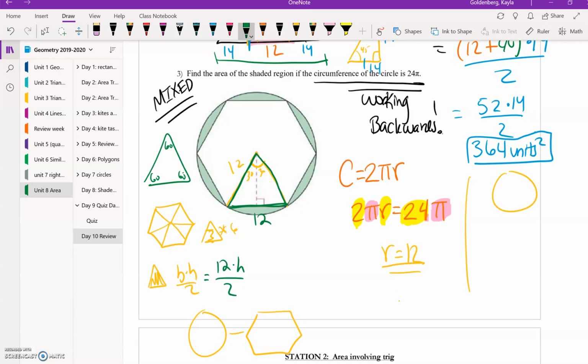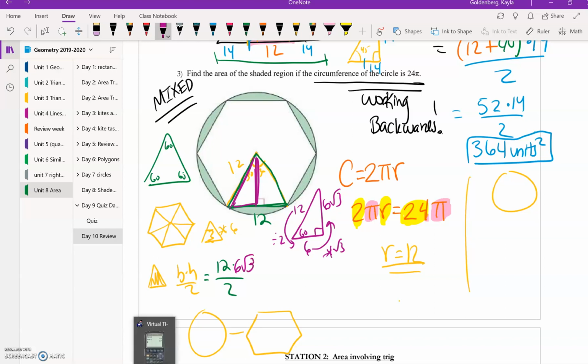We're missing height. Now think back to our special right triangles. If I'm trying to find the height, I've got a 30, 60, 90 triangle. I'm going to redraw it out here on the side. If I've got 12, I'm going to divide by 2 to get 6 as my base. I do 6 times root 3 to get 6 root 3 as my height. So I'm going to replace the h with a 6 root 3.